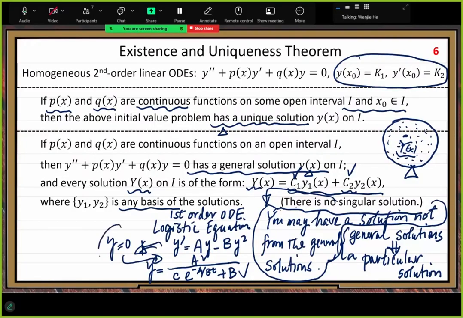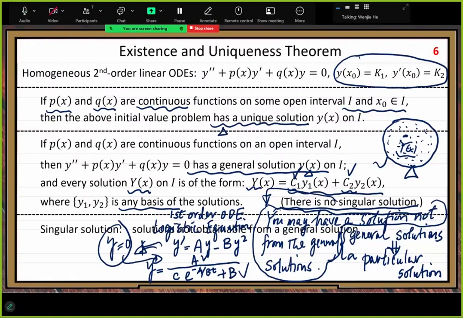That tells us this is a particular solution. That's from the logistic equation. We have that special example. But this result tells us that for the second order homogeneous linear ODE, there is no singular solution. So that's this statement in the parentheses. There is no singular solution. So that's non-trivial, right?